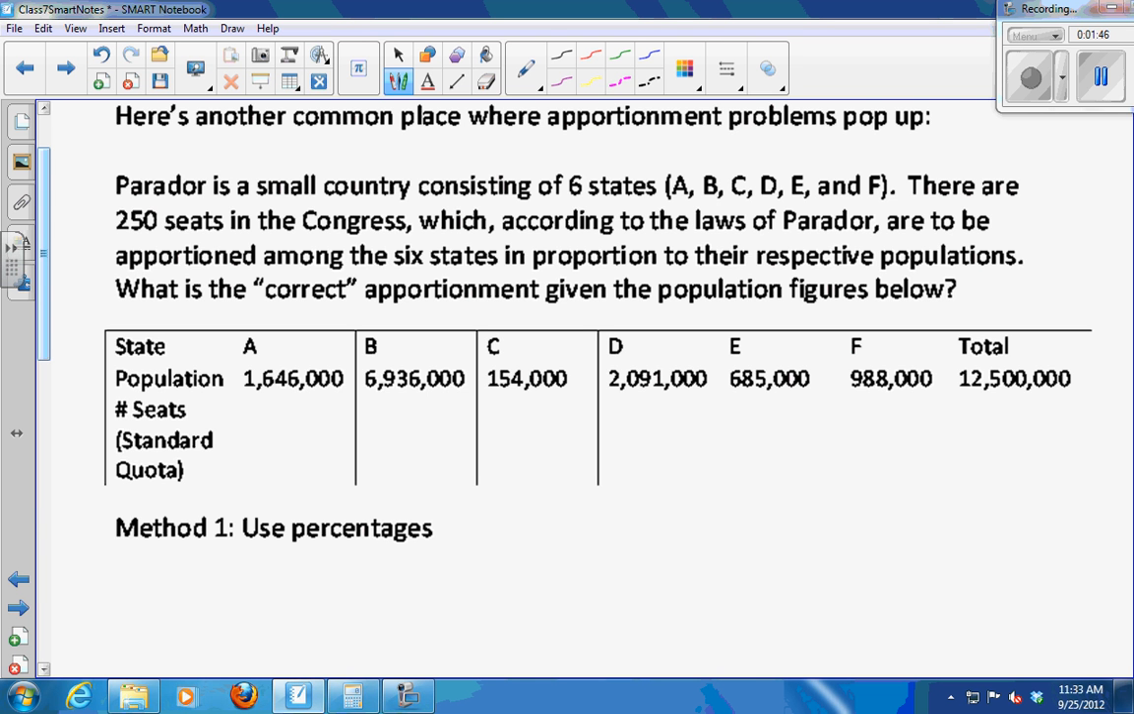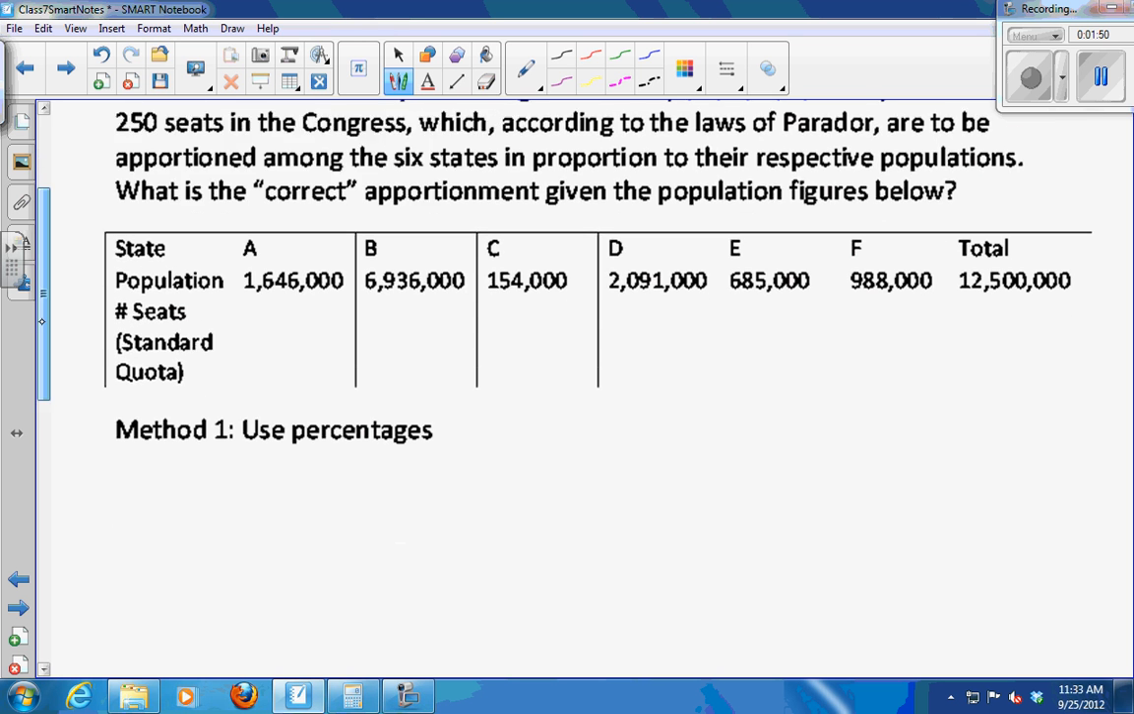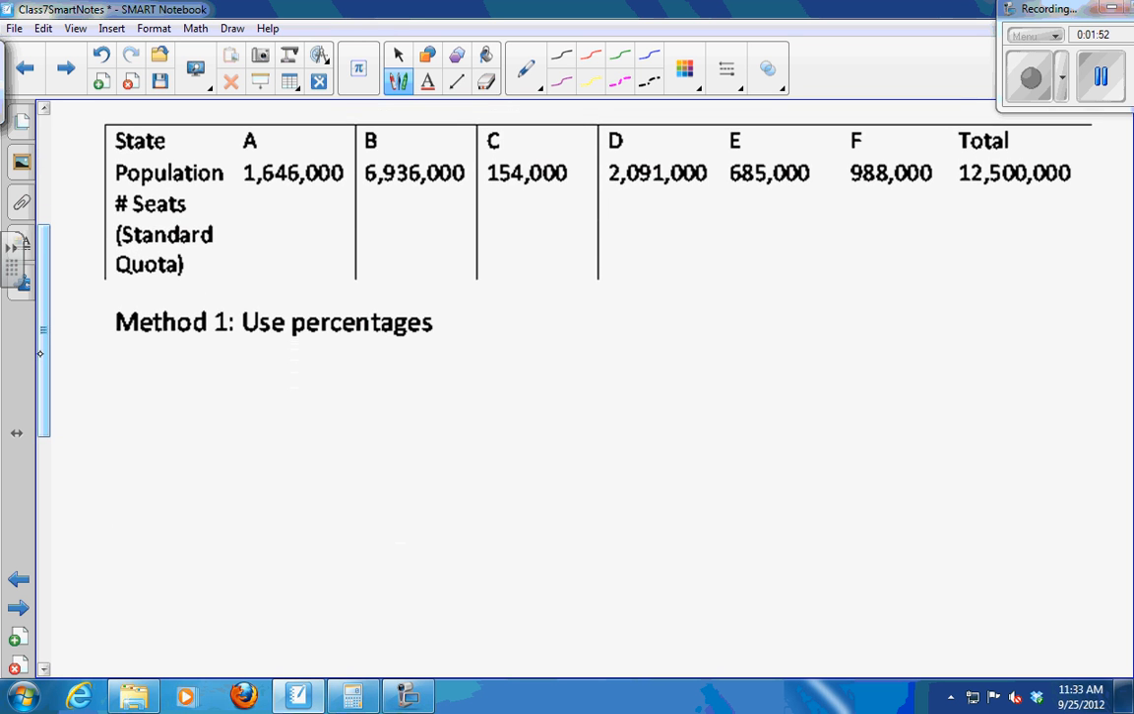So I want to find the correct apportionment given the population figures. So these are the populations of each of the states plus the total country's population. I want to figure out how many seats each state deserves exactly, without rounding. So there are 3 methods that I kind of saw various groups employing. The most common one I saw was percentages.